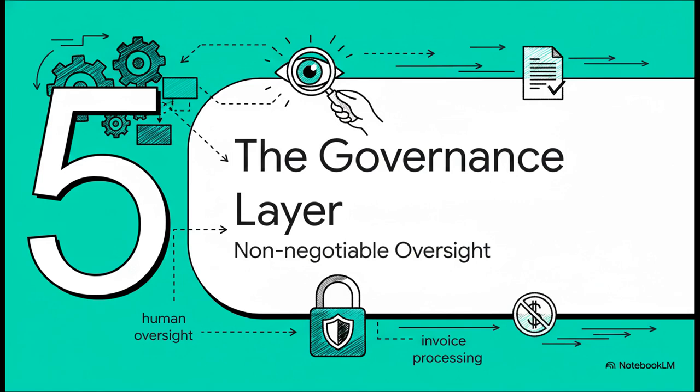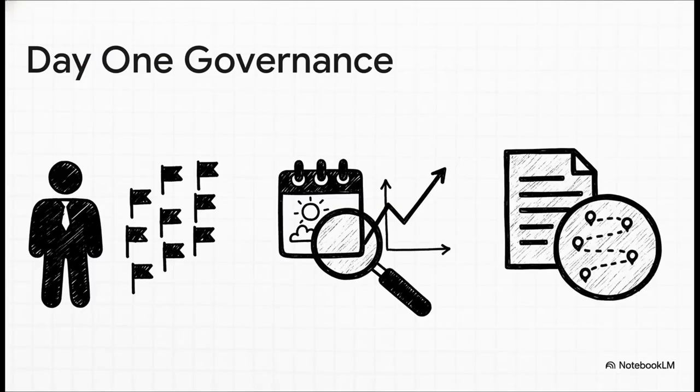All right, now for a part you absolutely cannot afford to overlook. An AI tool without human oversight? It's just a black box. So let's talk about the non-negotiable governance layer that you have to design in from day one. 3 things here are absolutely essential.